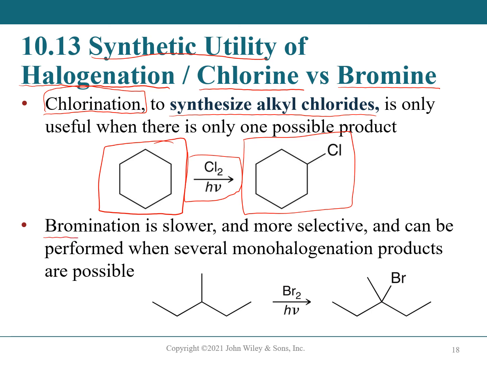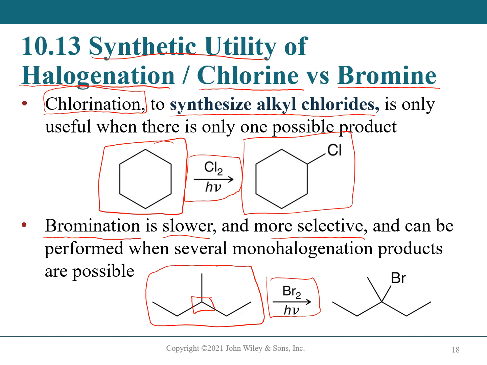Where you want to use bromination is where you have varied types of substituents, because it's a much slower process, it's more selective, and with chlorine you have the ability to form several different monohalogenation products. But if we use bromine, bromine is going to be selective for this tertiary center for halogenation. So that's the key. We can be very selective with what we can synthesize with bromine versus chlorine.